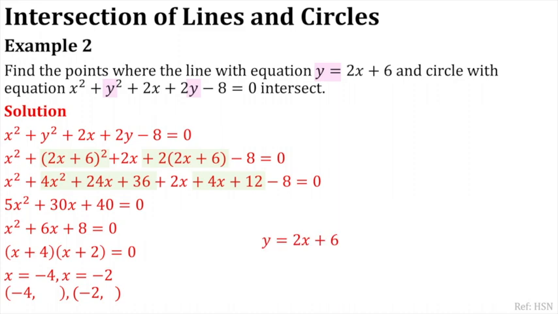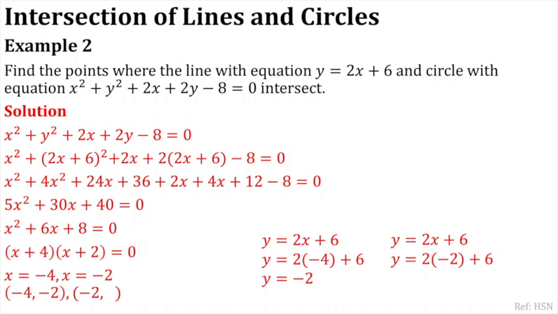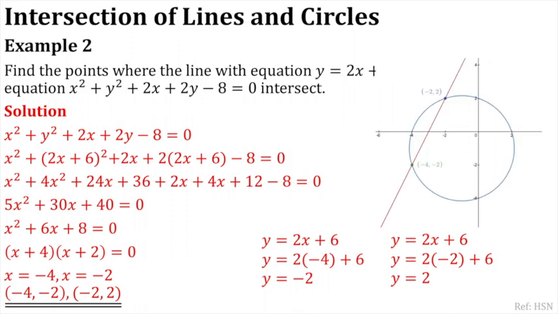So y equals 2x plus 6, and I'm going to start off with when x is negative 4. So when x is negative 4, y is negative 2, and when x is negative 2, y is positive 2. So you can see we've now got our 2 points, negative 4, negative 2, and negative 2, 2. And we'll just have a look at what that looks like on the graph. So you can see there we've got our 2 points where the line with equation y equals 2x plus 6 intersects the circle with this equation here.